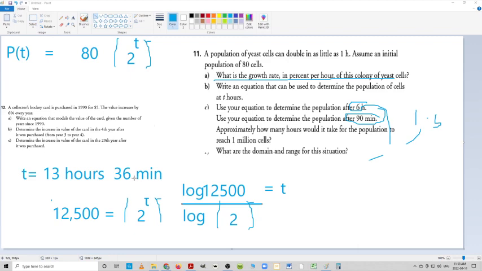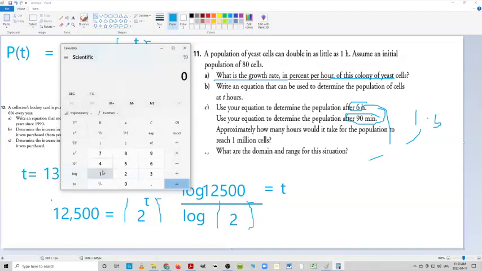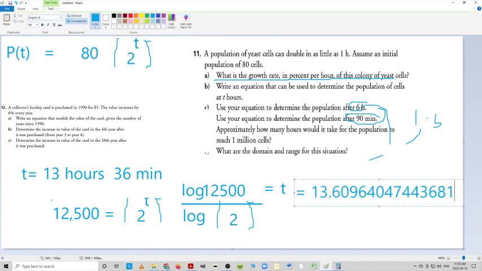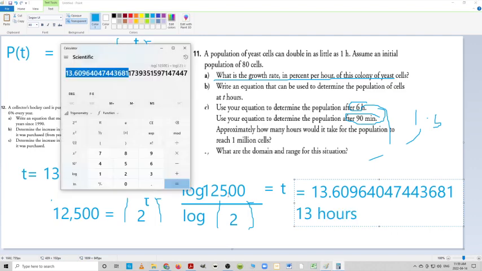So I take 12,500 in my calculator. And sometimes you got to press the log first. And I'm going to divide by 2 log. It equals. And look at that, I got very close. T is actually equal to this, which is 13 hours. And now I'm going to take that decimal and multiply by 60. So I subtract 13 here. Multiply this by 60 to get the minutes.